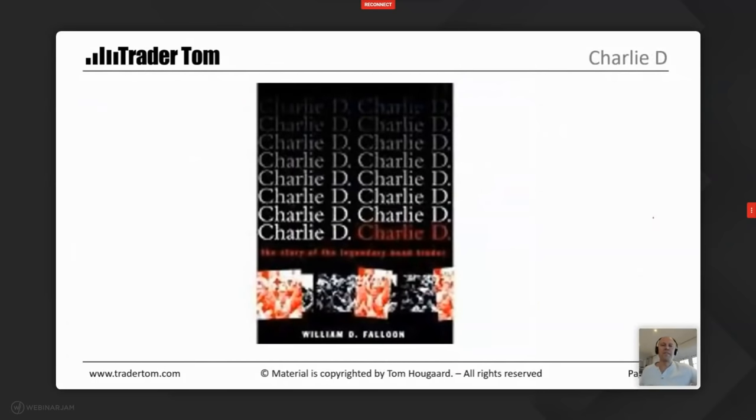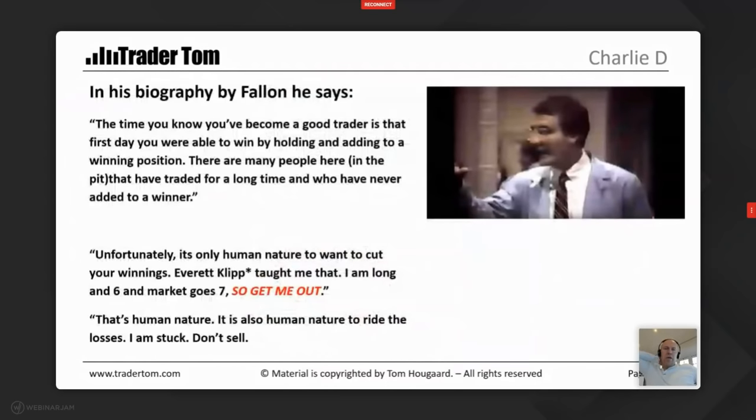If you want to have a fantastic insight into the mind of a trader, I recommend that you get hold of this book here. It's published by Wiley, written by William D. Fallon. It's about a legendary bond trader called Charlie D. You can even find a YouTube video with him from the late 80s, early 90s, where he's giving a talk about trading. In his biography by Fallon, Charlie D says, the time you know you become a good trader is that first day you were able to win by holding on and adding to a winning position.